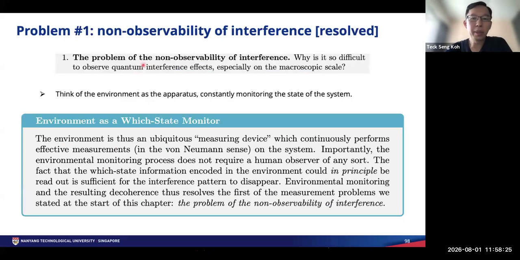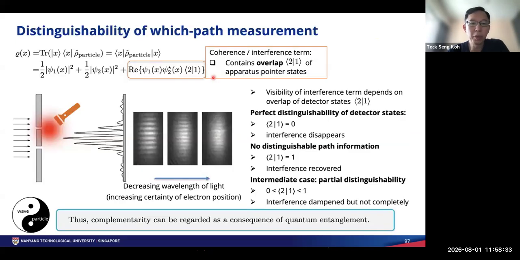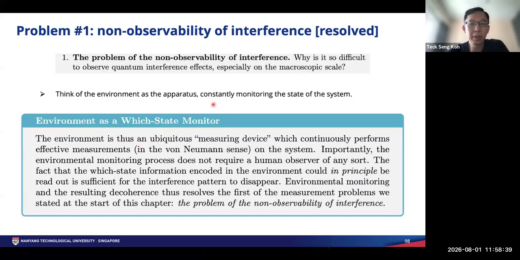Where you either see wave or particle, quantum or classical interference. Okay, so the problem of interference being very hard to observe can therefore be resolved. Because you don't need to have an apparatus doing the measurement. Your environment is already constantly monitoring the state of the system. The environmental monitoring process does not require a human observer, and the fact that which state, slit 1 or slit 2, can be encoded into the environment could in principle be read out. We don't even need to read it out in theory, just in principle. It's sufficient for the interference pattern to disappear.